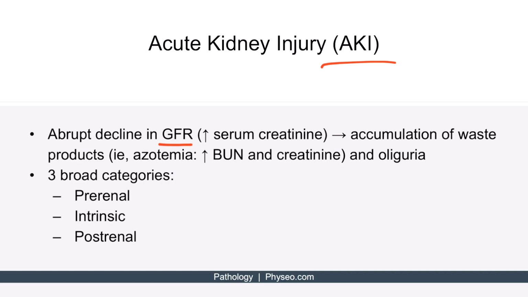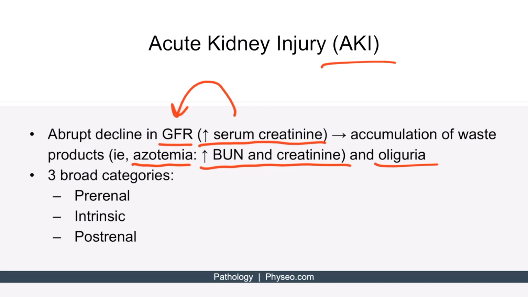All you need to know for this discussion is that an abrupt rise in serum creatinine indicates acute kidney injury and decreased GFR. This decline in renal function naturally leads to the accumulation of waste products. So patients will have increased BUN and creatinine. The rise in these two substances in the serum is termed azotemia. Now, this abrupt decline in GFR also implies decreased urine output, or oliguria. And sometimes oliguria is not present, but it's typically present with acute kidney injury.